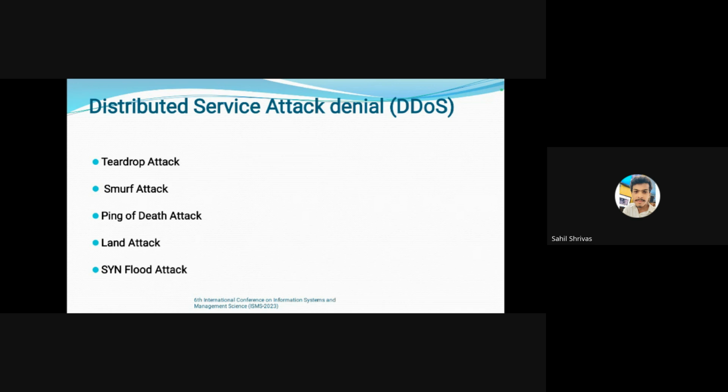Now, the next attack is the SYN flood attack. The attacker's computer floods the target system with requests, so it is too slow to process them and stops responding to the targeted system. These are attacks in the distributed denial of service category. Now move on to the next slide.